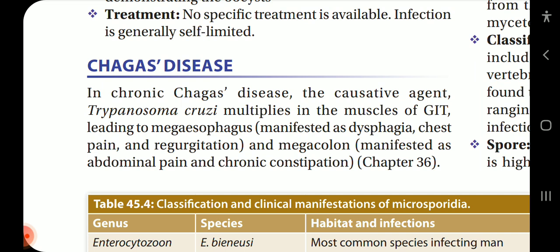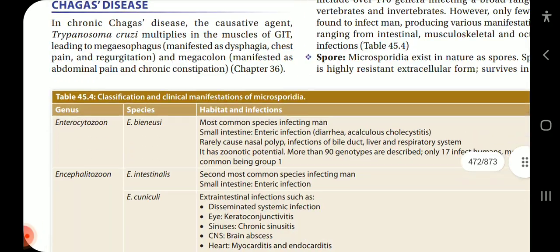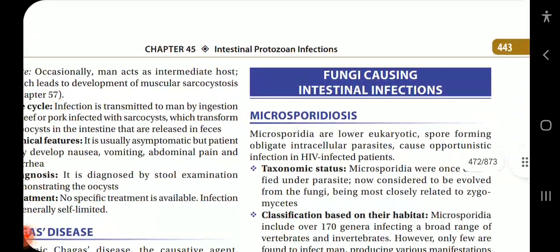which multiplies in the muscles of the GIT, leading to megaesophagus manifested as dysphagia, chest pain and regurgitation, and megacolon manifested as abdominal pain and chronic constipation. Okay, so this completes our protozoan infections.